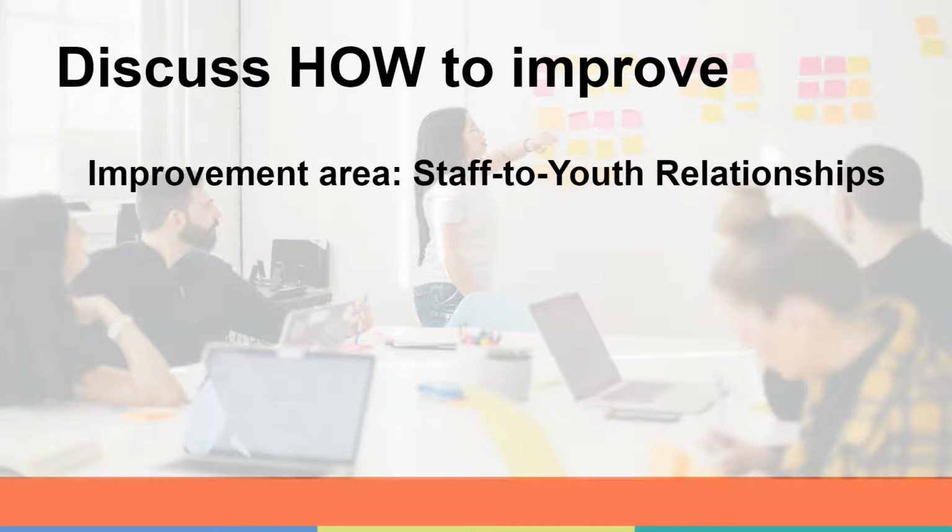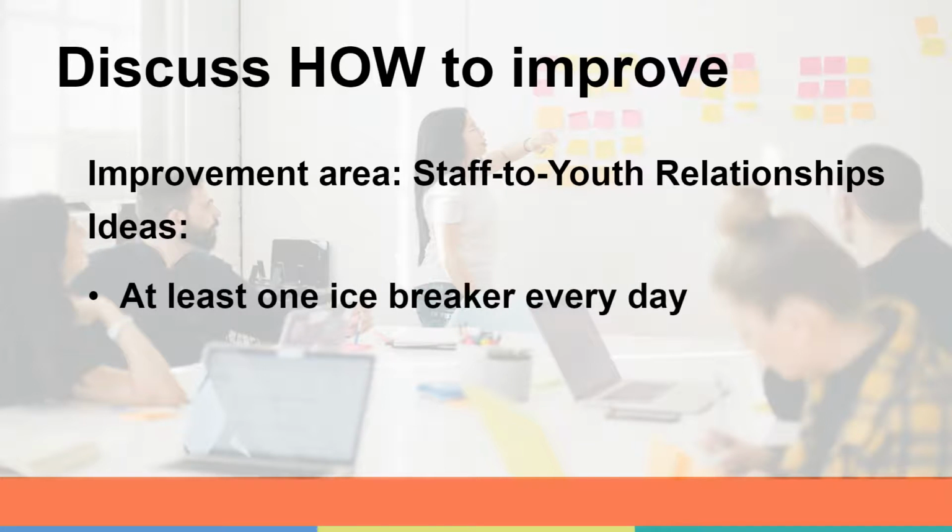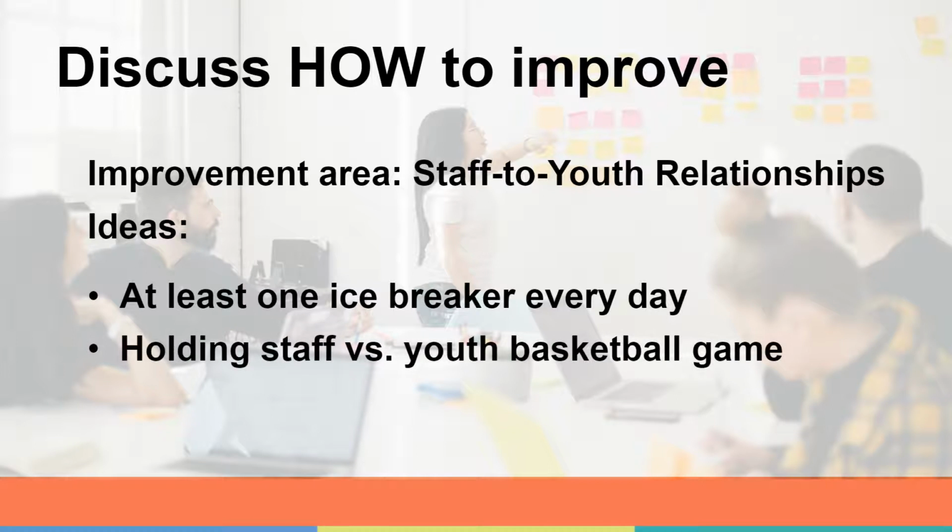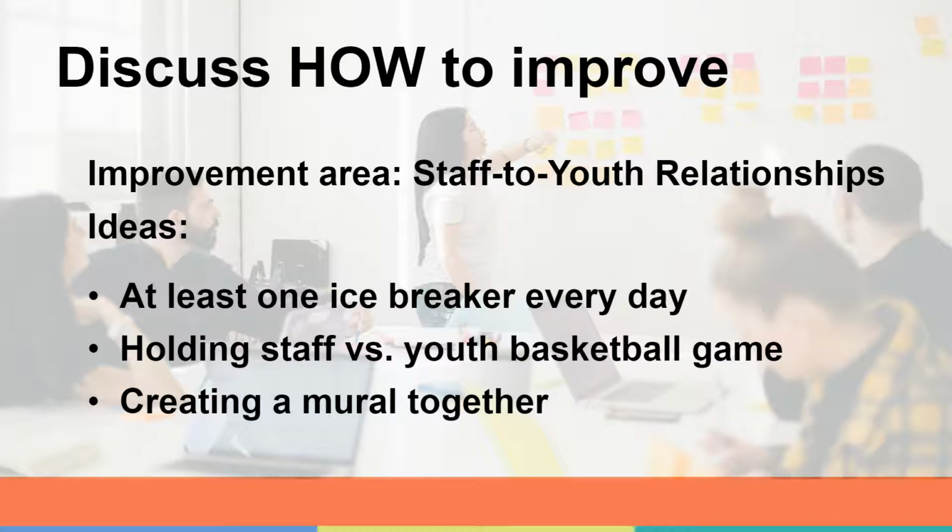Let's consider our example from earlier. We remember our example team stating that they would like to improve relationships between staff and young people in their program. During their brainstorming, they came up with all kinds of ideas for how they might improve relationships between staff and program participants. Some examples were doing at least one icebreaker every day, holding a staff versus youth basketball game, and creating a mural together that represents their program.